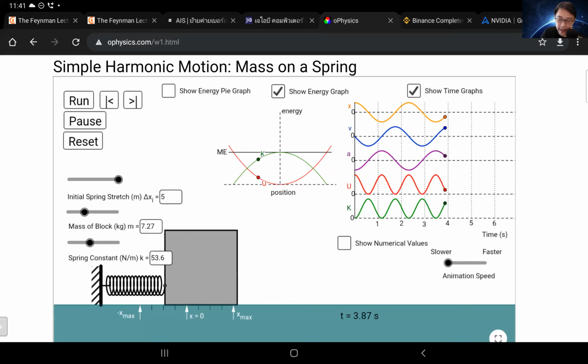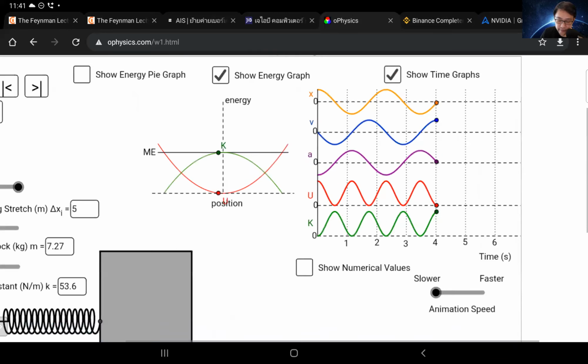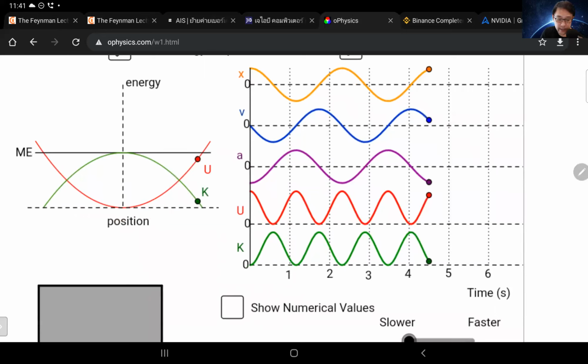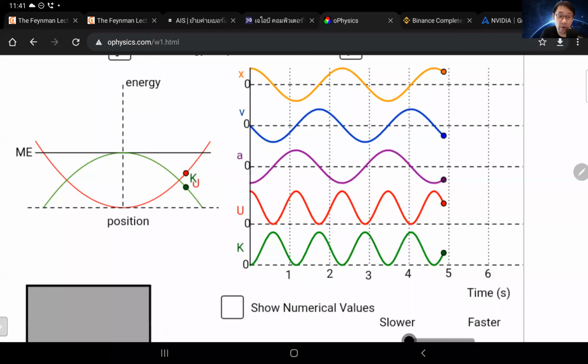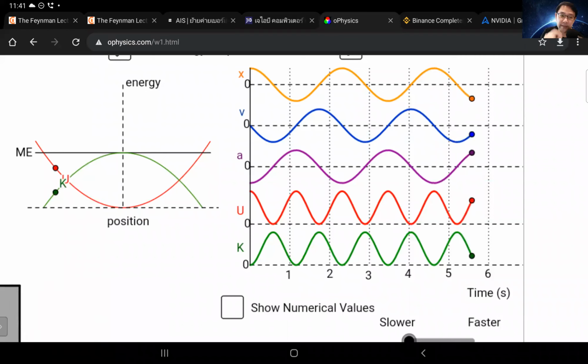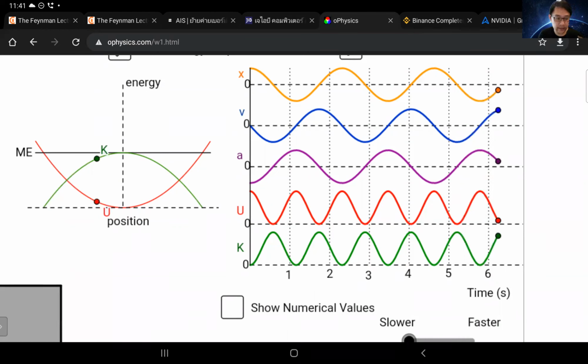But if you look at the black line over here, that's the total mechanical energy. The label that says ME right there, the net total mechanical energy, has to be the same. The black line is just flat. So the sum of K and U at any time must always equal the total mechanical energy, the black line right there. Okay, sounds good.